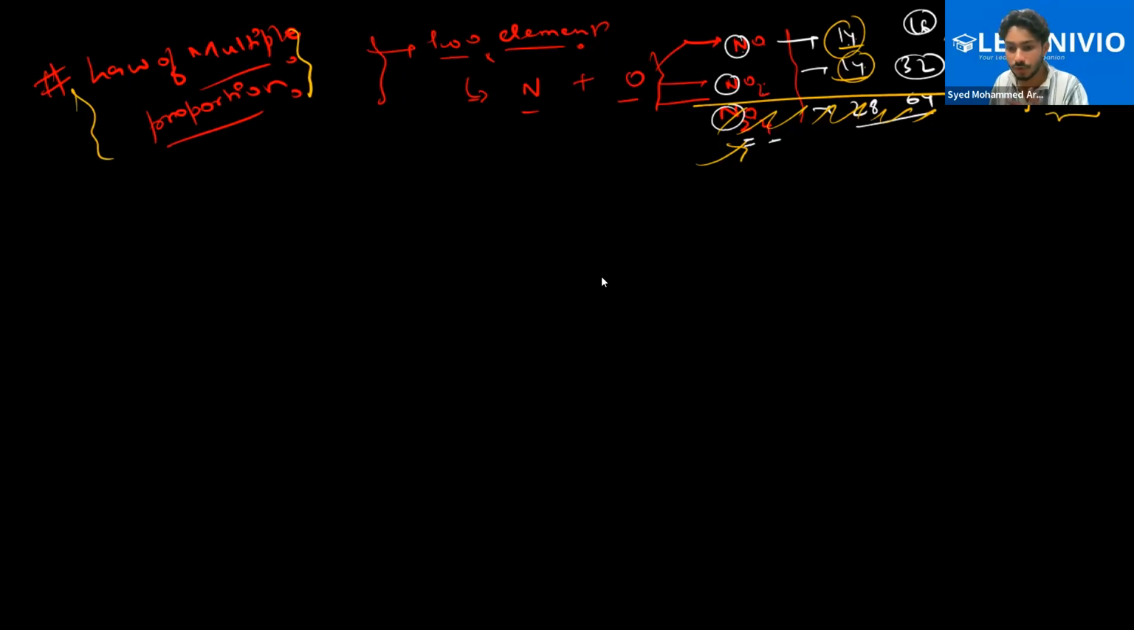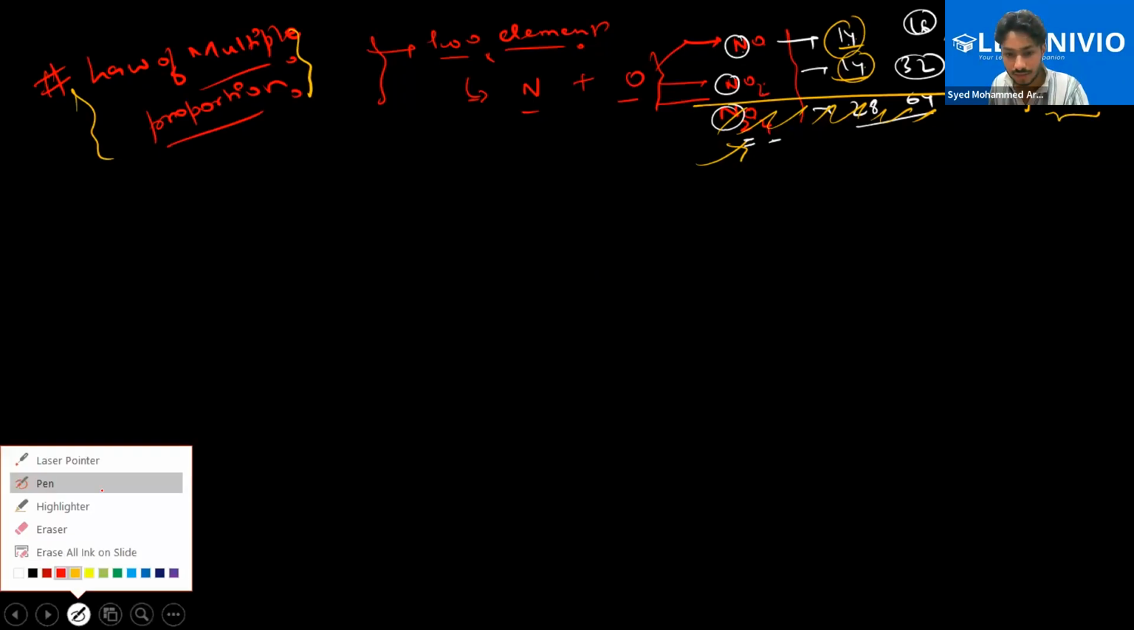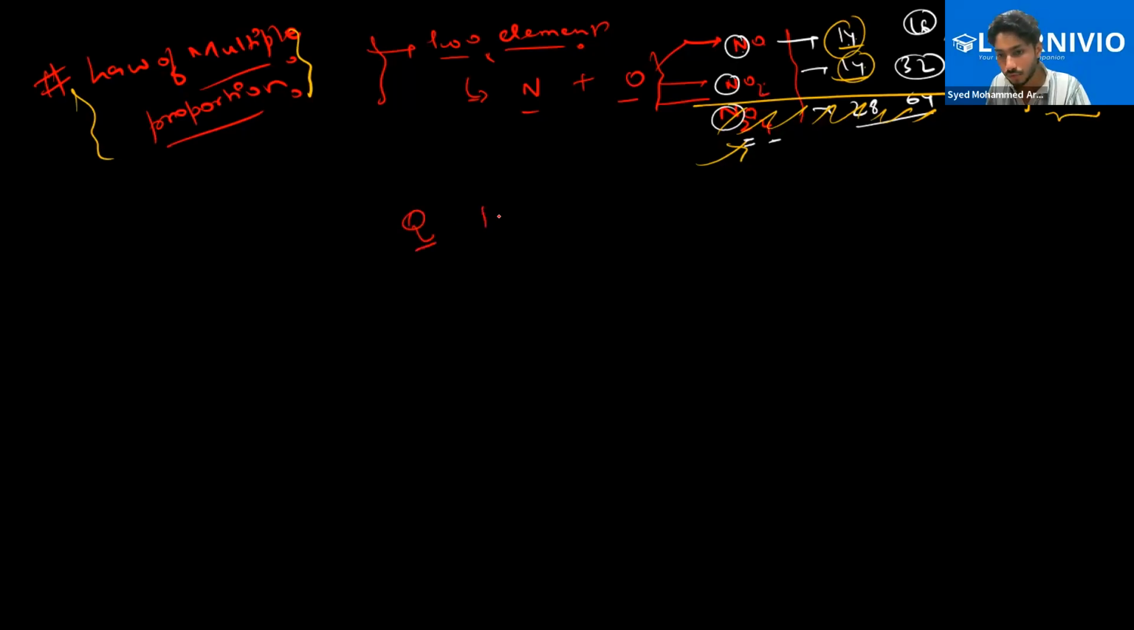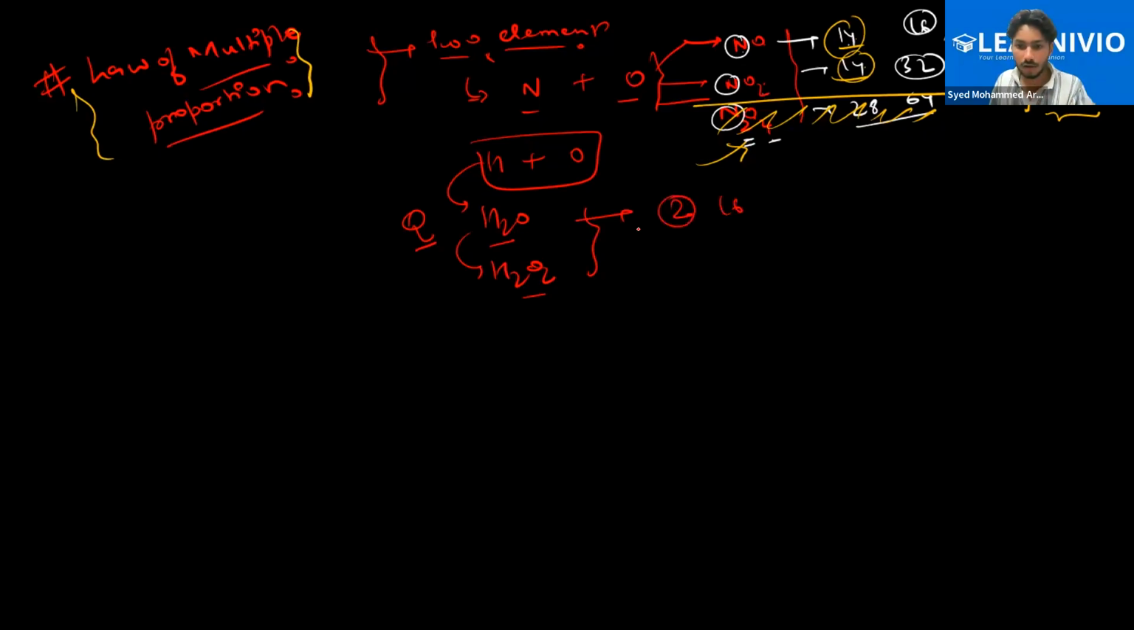For example, I'm going to give you another example: H2O and H2O2. Here hydrogen and oxygen are the two elements. These two combine to form H2O and H2O2. This is the peroxide, this is water. So if you see here, 2 and 16. 2 is the mass of hydrogen, and here 2 is the mass of hydrogen, and here the mass of oxygen is 32.